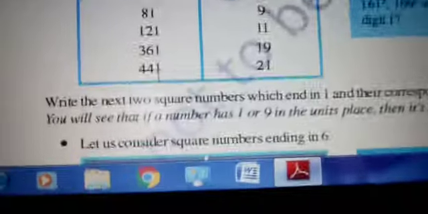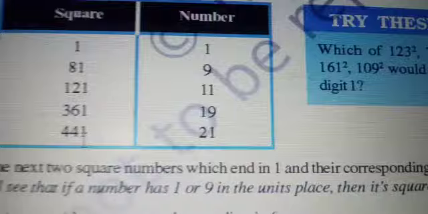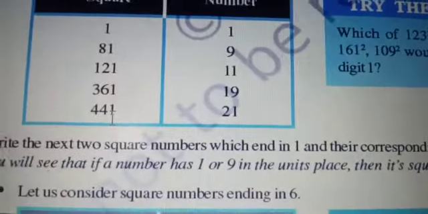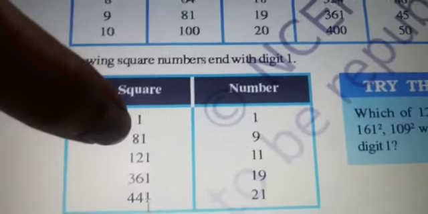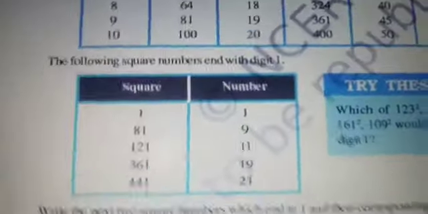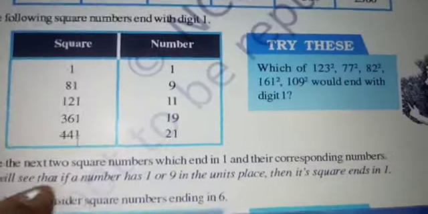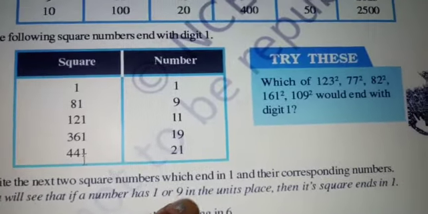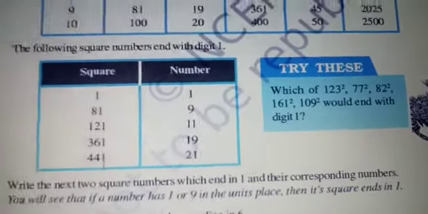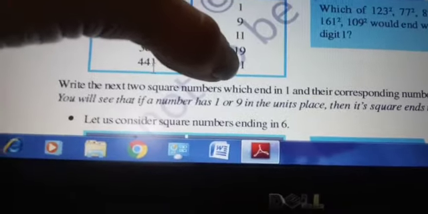See, the number is 1, 9, 11, 19, 21. So, if a number ends with 1 or 9, then the square number will always end with 1. Okay, that is your next property. See, here it is given in italics, right? This wording you can underline. You will see that if a number has 1 or 9 in the unit place. What is meant by unit place? Ones place. See, in this ones place, what number is given? 1. Ones place 9. Ones place 1.